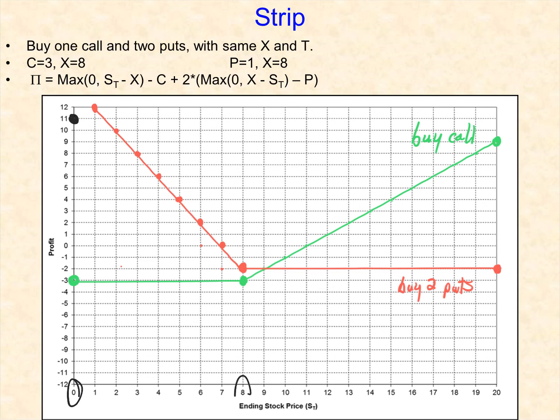Next, we'll look at the exercise price, which is $8 for both the call and the put. If the stock price is 8, we lose $2 on the red line, the puts, and we lose $3 on the green line, the calls. So -2 plus -3 gives us -5. We'd be down here.